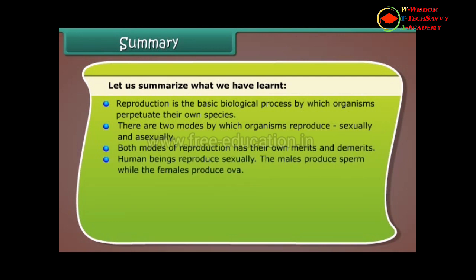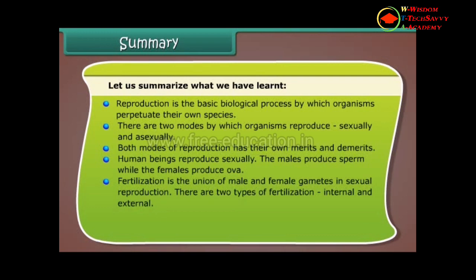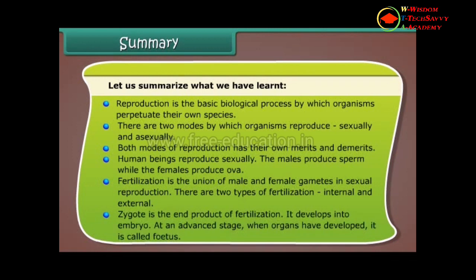Human beings reproduce sexually. The males produce sperm while the females produce ova. Fertilization is the union of male and female gametes in sexual reproduction. There are two types of fertilization: internal and external. Zygote is the end product of fertilization. It develops into embryo. At an advanced stage, when organs have developed, it is called fetus.